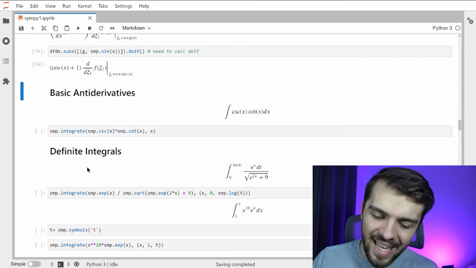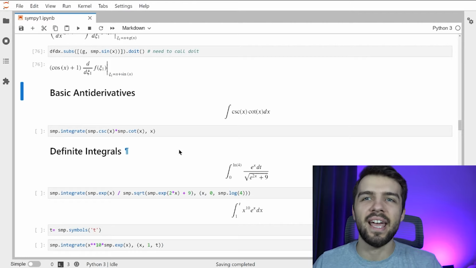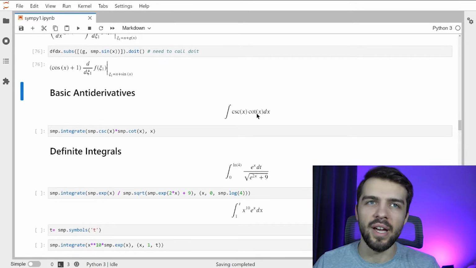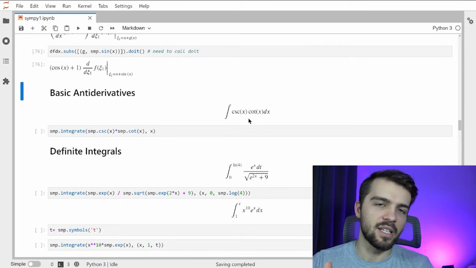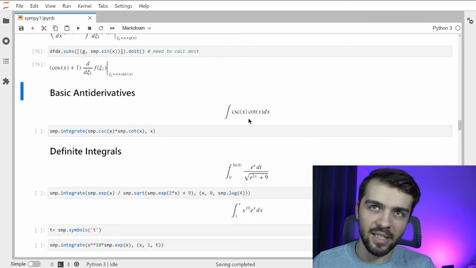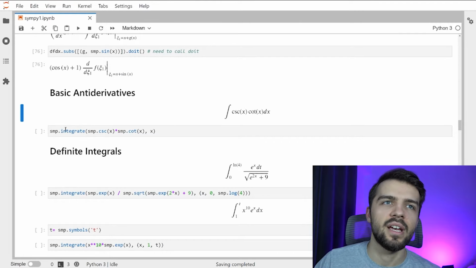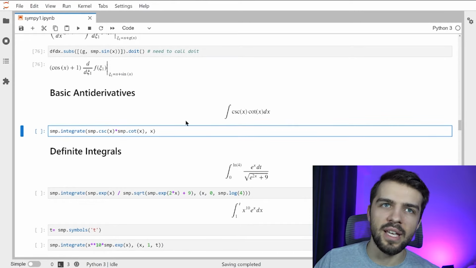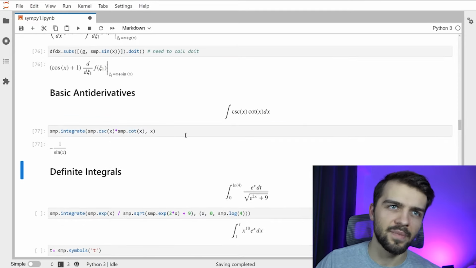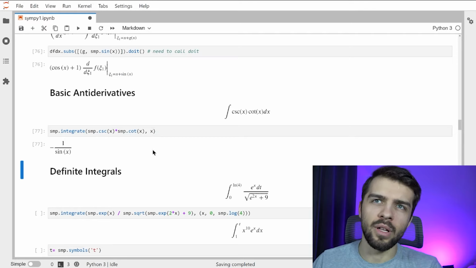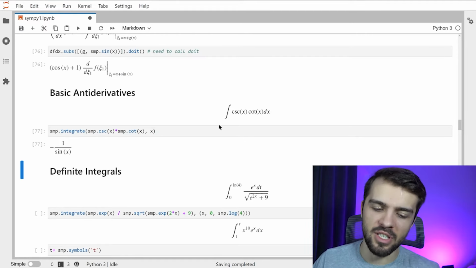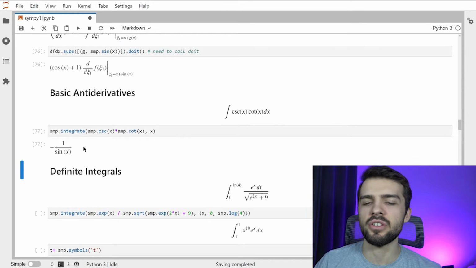Now, of course, there are many integrals that are a pain to do by hand in SymPy. So here's the integral of cosecant times cotangent of x. It will check to make sure that this integral can be done analytically. If not, it will just continue running forever. So here I can call sympy.integrate. I give the integrand cosecant x times cotangent of x, and then I pass the variable x. This gives the integral. And of course, it never gives the plus C. So whenever you're evaluating integrals in SymPy, note there's no plus C. They just omit that.